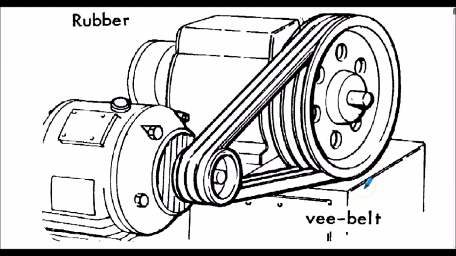For reference, here's an illustration of a vee-belt drive. In actual fact, there are 3 vee-belts shown here. Here is the driving pulley connected to the electric motor, and here's the output pulley connected to our machine tool.